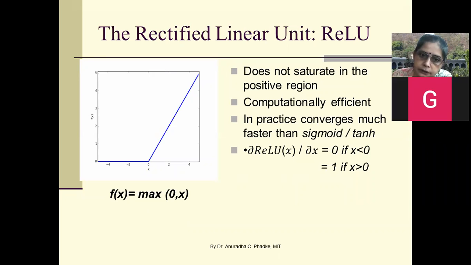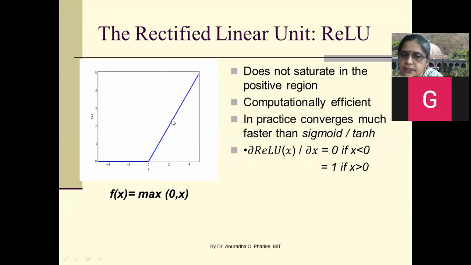So as shown here, your vanishing gradient problem can be solved by a function known as the rectified linear unit, or the short form for this is ReLU. RE stands for rectified and LU is linear unit, so it is named ReLU. So this does not saturate in the positive region. If you look at this ReLU function, it increases linearly with the input, and when your input is negative, you get the output as 0.